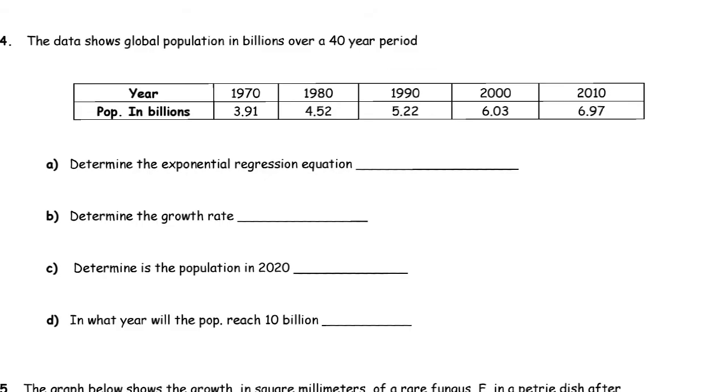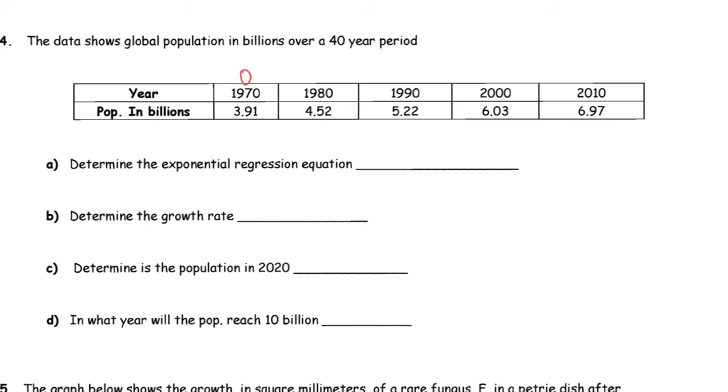Okay, so this next question here says the data shows global population in billions over a 40-year period. So 1970, and our population numbers here are going to be in the billions. Then we go up to 2010 here. Now, what we're going to do here, though, is I'm not going to enter in 1970, 1980, and so on and so forth as our X values here. What we're going to do is we're going to scale this down.